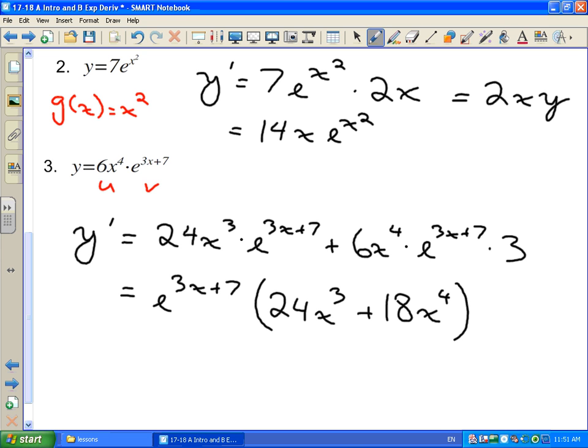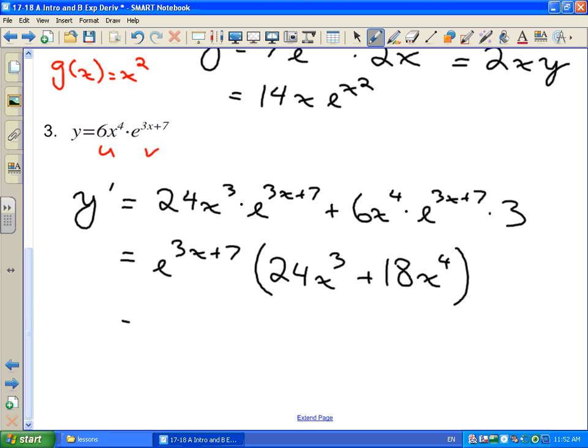Okay? And is there anything else we can factor out now? Yeah. So we can do 6x to the power of 3, e to the 3x plus 7 times 4 plus 3x. Okay. Which is our derivative there.